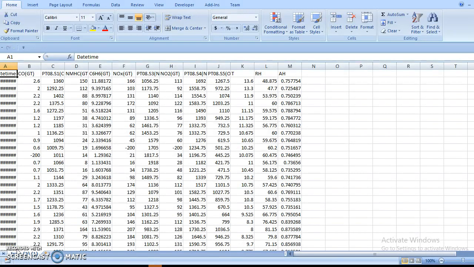So here is the data set for predicting the air pollution. You can see here the concentration of CO, meaning carbon monoxide, C6H6, that is benzene, NO, nitrogen oxide, and NO2, nitrogen dioxide, which is very harmful if its concentration is very high in the atmosphere. RH is the relative humidity, and AH is the absolute humidity.